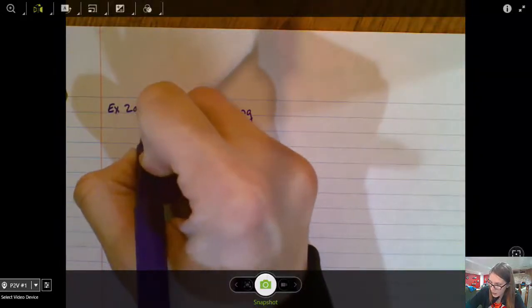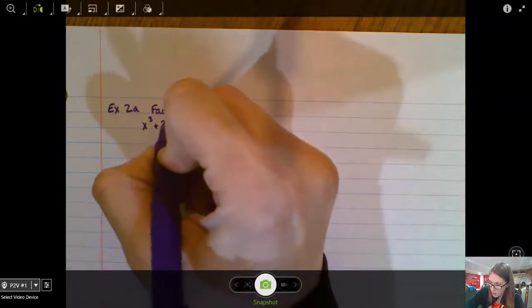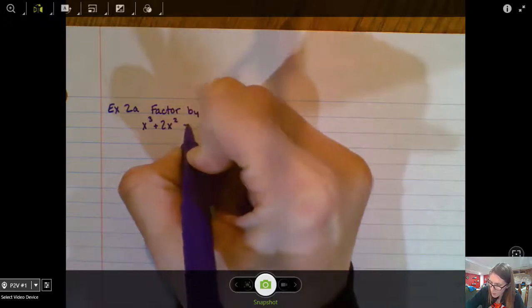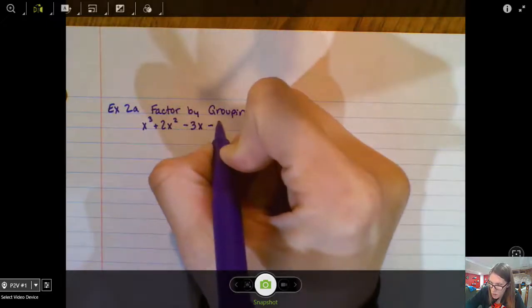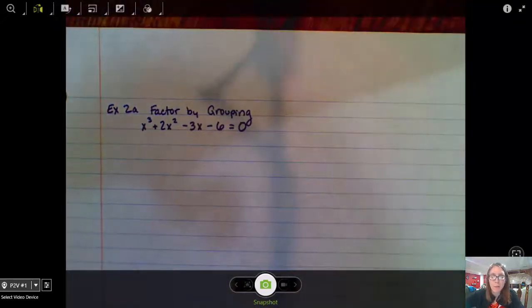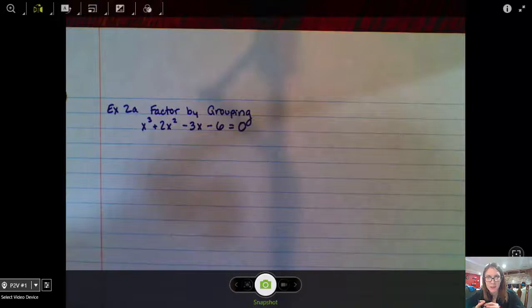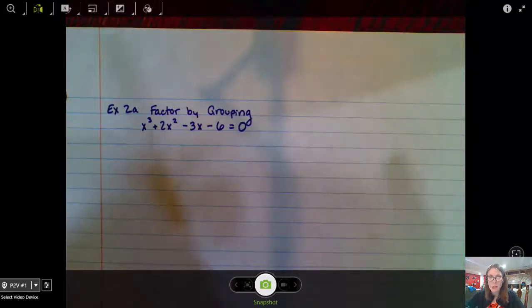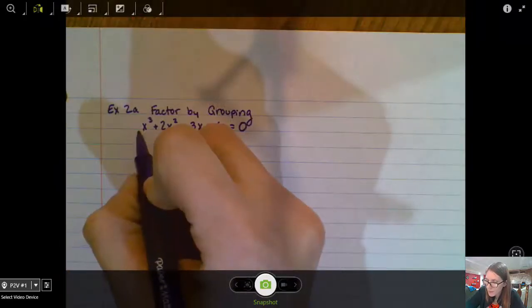Our example we'll do is x to the third plus 2x squared minus 3x minus 6. Now, when we factored by grouping before, we multiplied a times c and rewrote our middle term so that we really had 4 terms that we could pair off. In this new way to factor by grouping, this strategy is actually easier than before because we already have our 4 terms here that we can pair off.